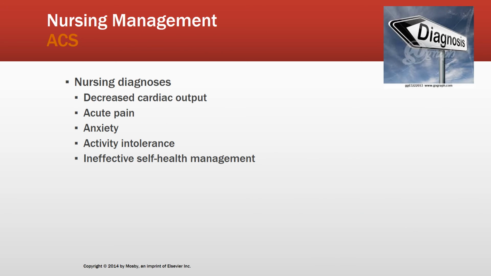Some of the nursing diagnoses that can be used are these here: decreased cardiac output related to altered contractility and altered heart rate and rhythm. And we have a lot of evidence of that because they'll have a decreased blood pressure, elevation in heart rate, dysrhythmias, diminished pulses. Pain can be used because, as we know, they come in with chest pain, anxiety. Many people are very anxious when they find out that they have a heart attack. They're going to believe that they're going to die, so they seem to get into a lot of anxiety, activity intolerance, and ineffective self-health management.